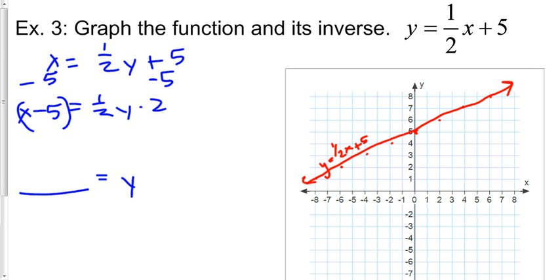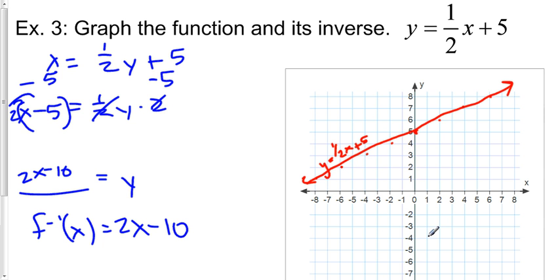On the left here, I'm multiplying the entire side by 2, so I need to put it in parentheses and use the distributive property. So we get y equals 2x minus 10. We're going to distribute this 2 through. 2x minus 10. There we go. Okay, so here's our inverse function.